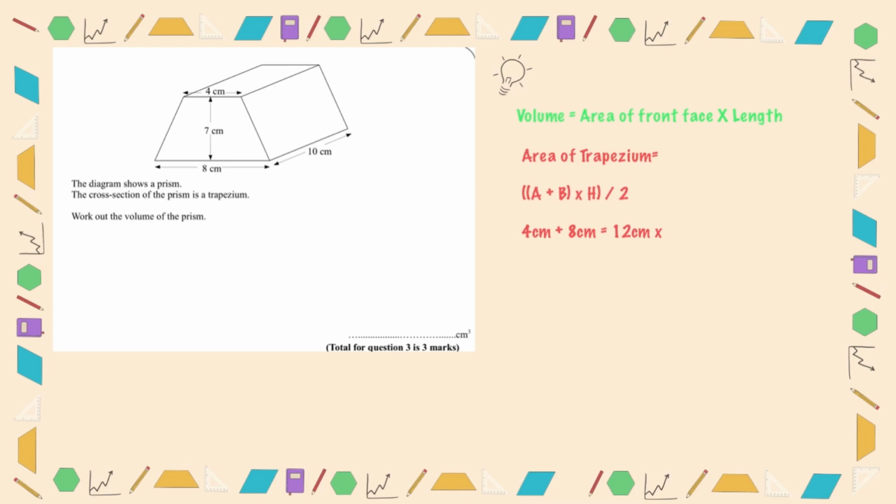Then we times this by our vertical height of 7 centimeters, which is 84 centimeters. Then we divide this by 2, to give us 42 centimeters squared. So here we've done the area of the trapezium, the front bit. Now we need to times this by length to give us our answer for volume.